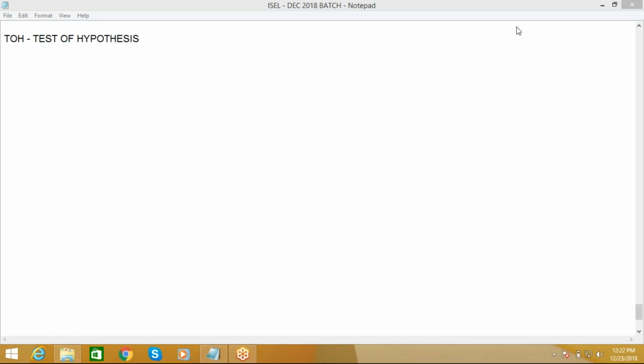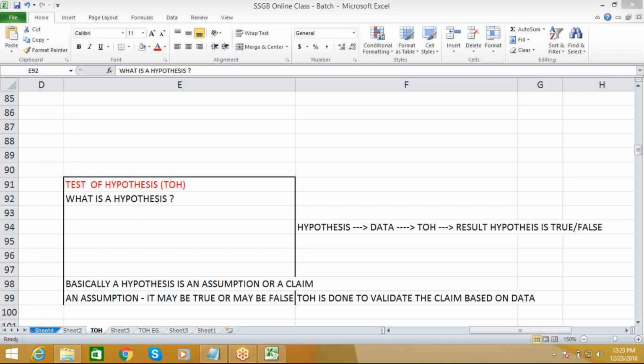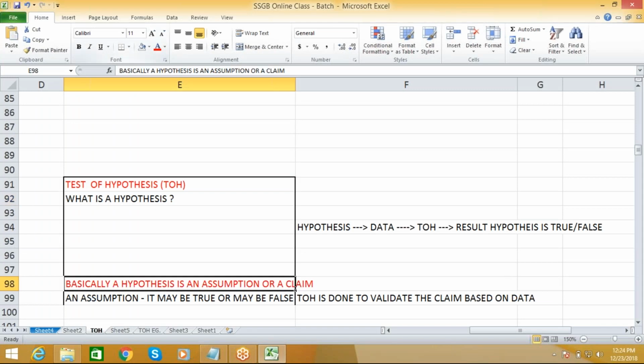So maybe I'll just put a simple definition over here. I've just put it in our Excel sheet. So what is a hypothesis? Basically, a hypothesis is an assumption or a claim. Okay, or maybe I can add the word theory.